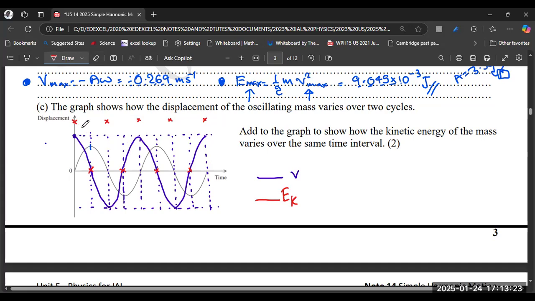Now we are ready to draw the kinetic energy graph, same shape. We have a bit of space to turn.